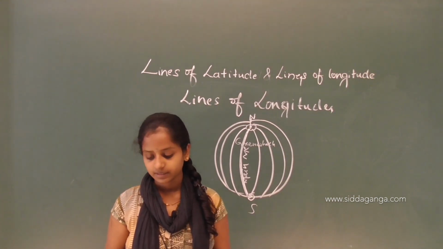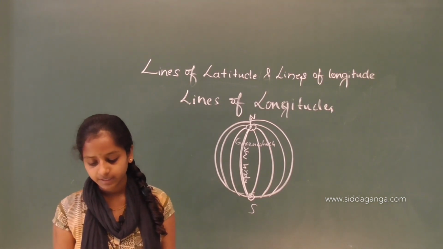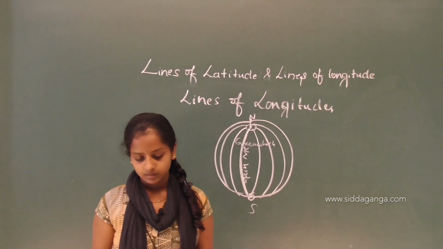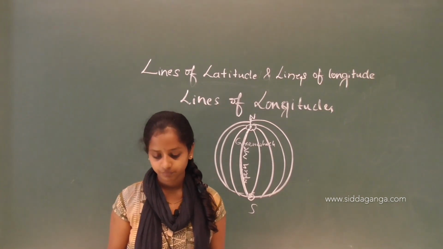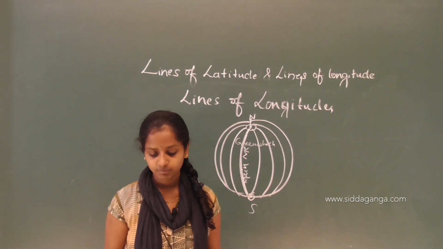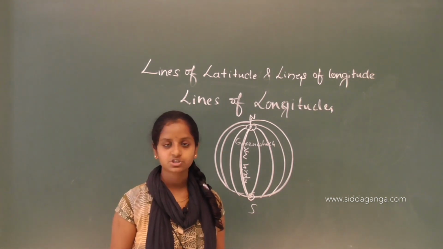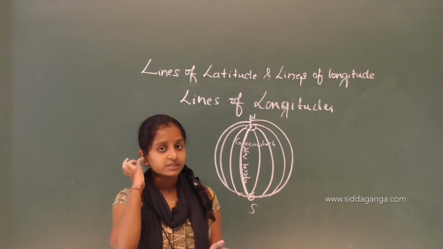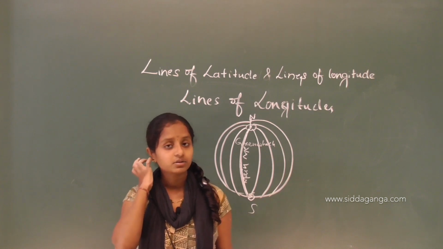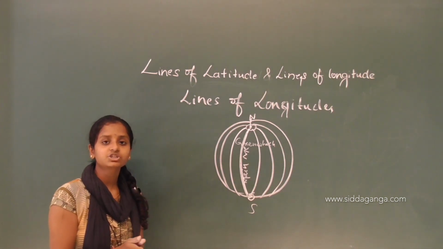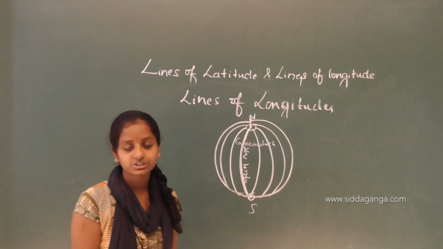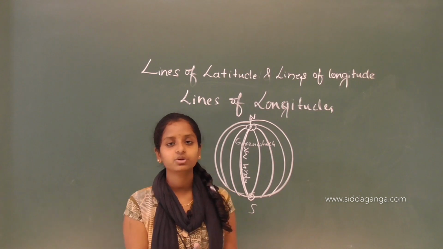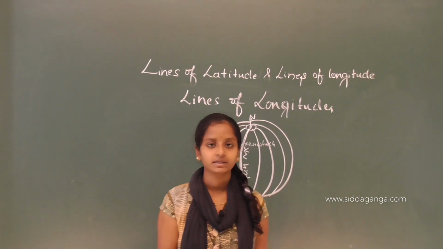Yes. Then we should always remember that 180 west and east is the same line, and it is called the international date line. So this 180 line, west and east, is the international date line. Depending upon that 180 east and west line, we decide the date.